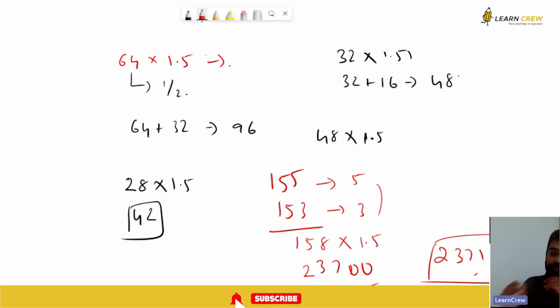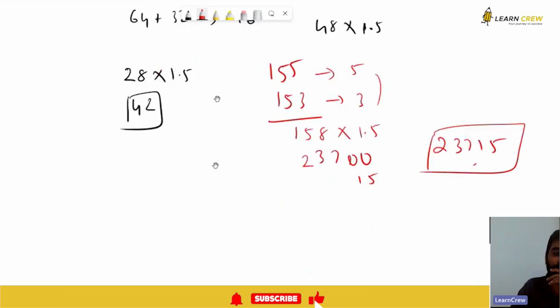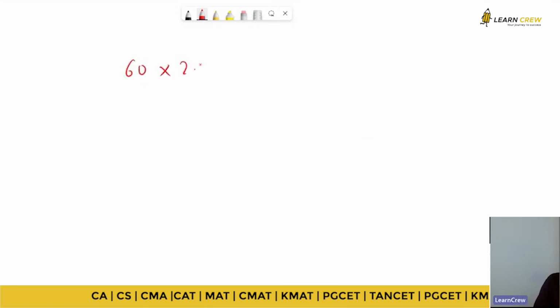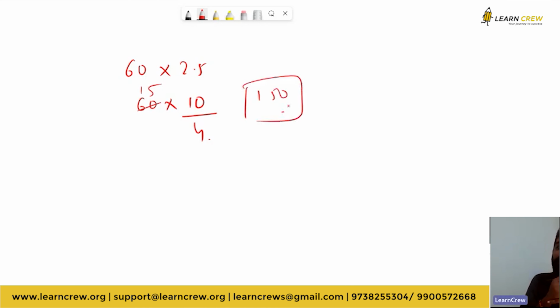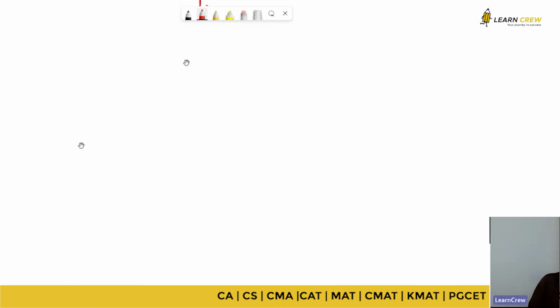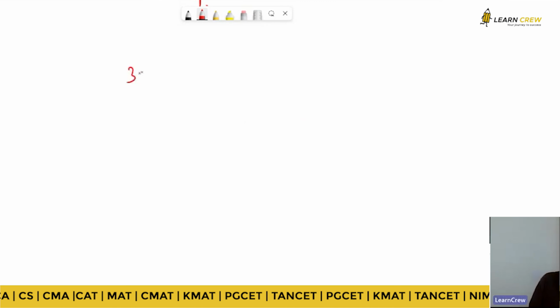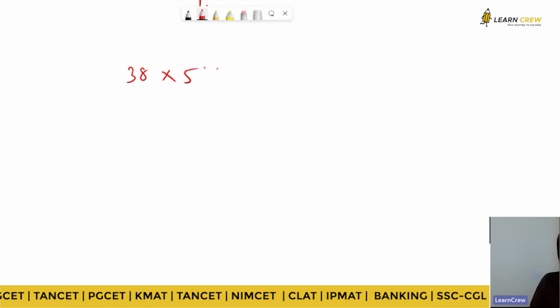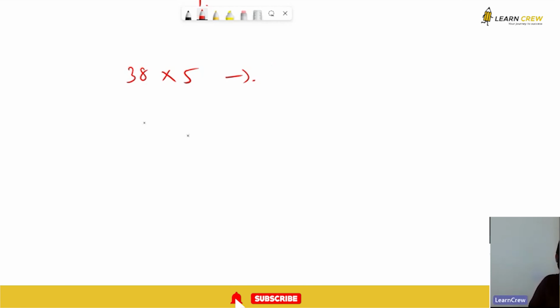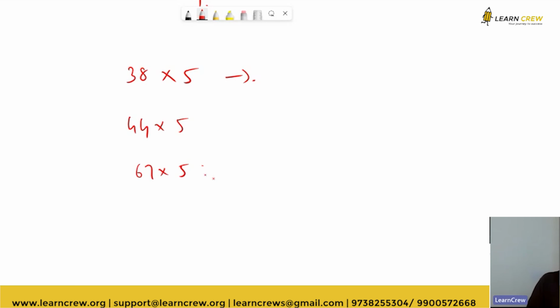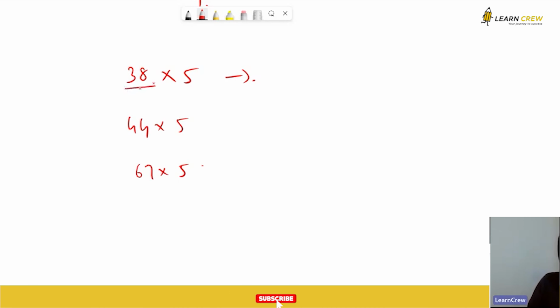If it is 2.5, then what will you do? How can 2.5 be written, like 60 into 2.5? Whenever we get 2.5, it is nothing but 10 divided by 4. Okay, great. If I'm multiplying a number, something like 38 multiplied by 5, or 44 into 5, 67 into 5. How are you getting this? Divide this number by 2.